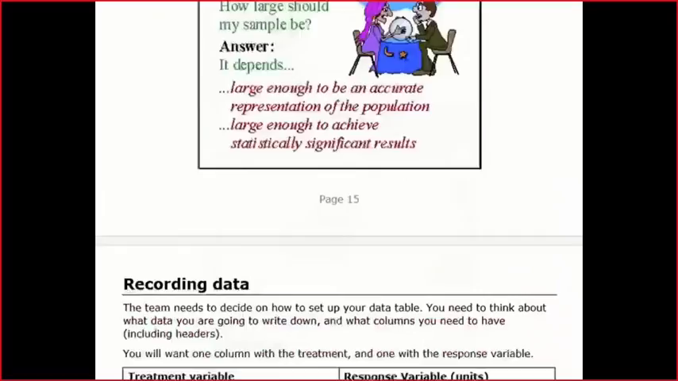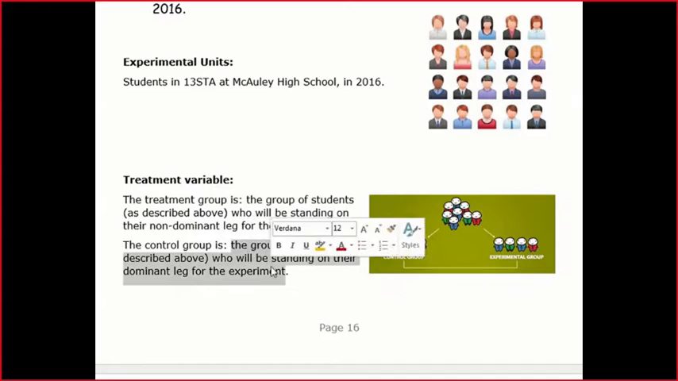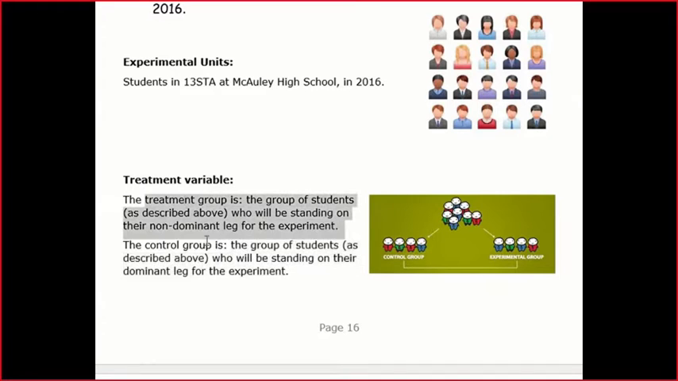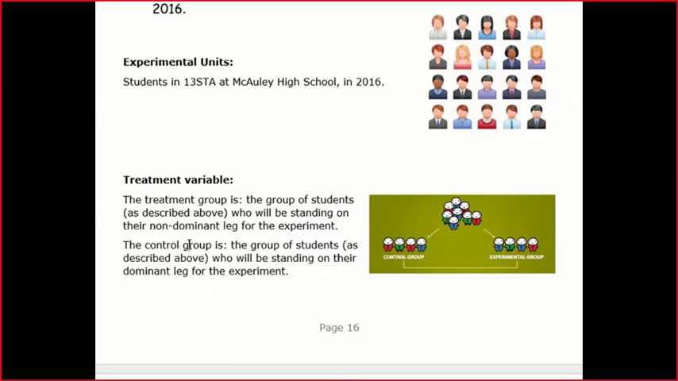Okay, so my treatment variable is my second thing. So my treatment is the group of students going to be standing on the non-dominant leg, and the control group is the group who will be standing on the dominant leg. So I've defined both of my groups. I've defined who's going to be what my treatment group is and what my control group is.